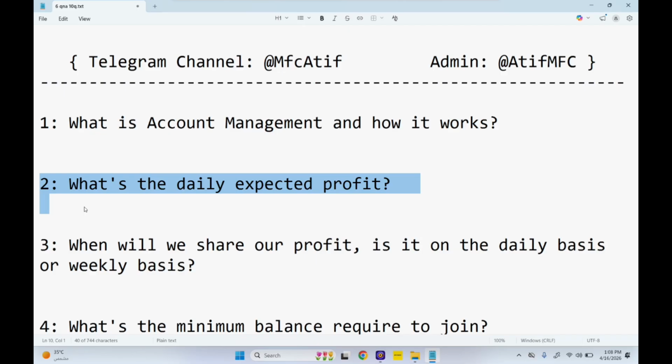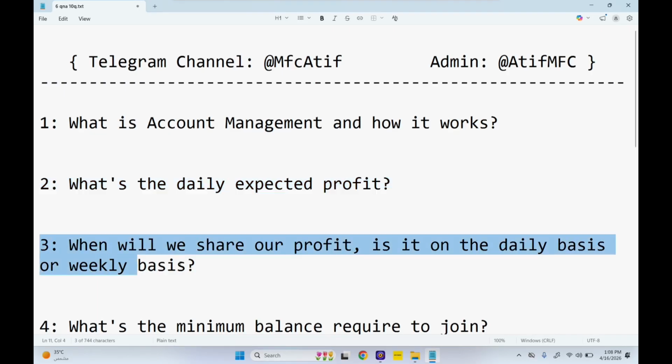So guys, our daily expected target is around 10 to 20%. It depends on market conditions. Sometimes we will have 2 or 3 trading setups in a single day, and sometimes we will have no entry in the whole day. So guys, our daily target will be around 10 to 20%. If you are expecting big profits, then guys, this account management service is not for you and you can leave it. But if you are happy with small and consistent profits, then guys, this account management service is perfect for you.